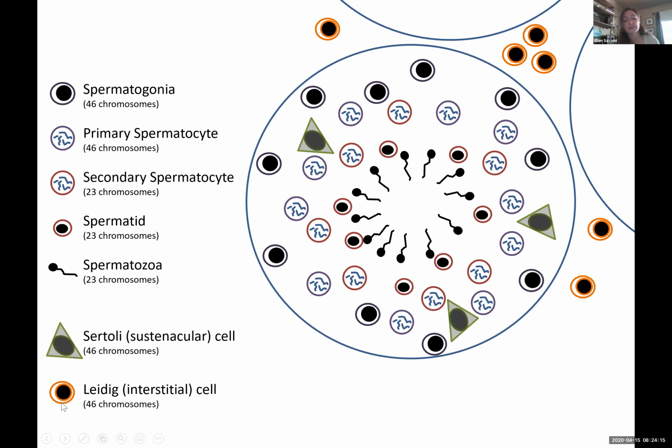You have to know that. There's a slide coming up about it. I just thought about it here. So then I threw in these crazy triangle cells. These triangle cells are known as Sertoli cells. Another name for them is sustentacular cells.